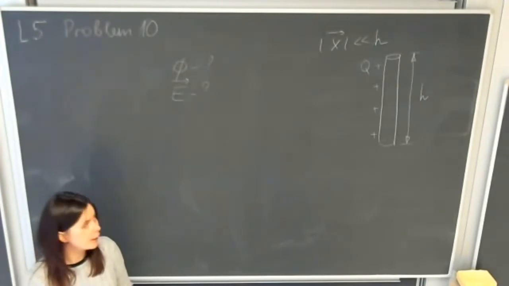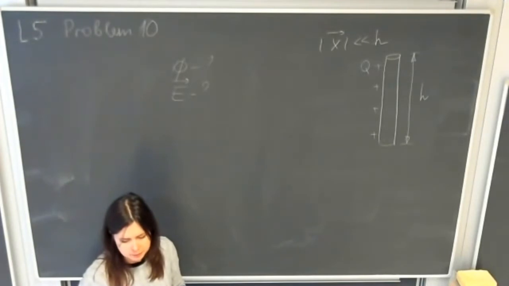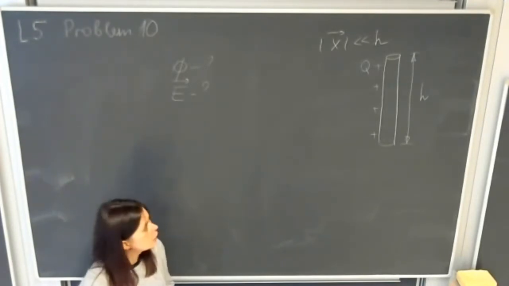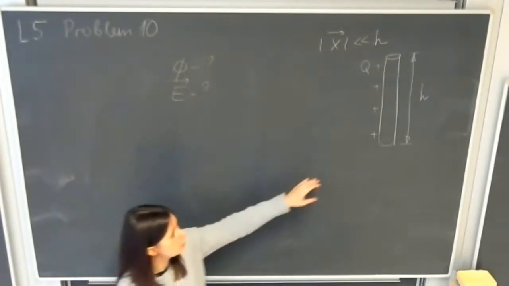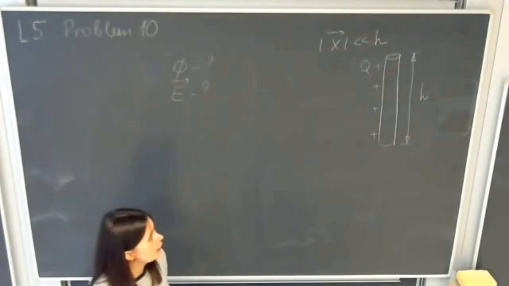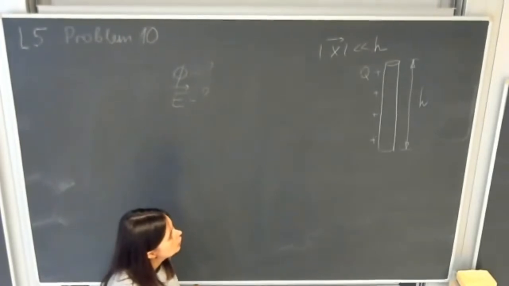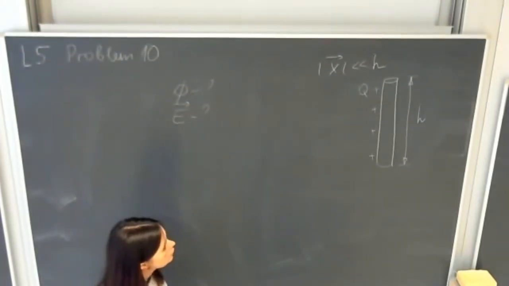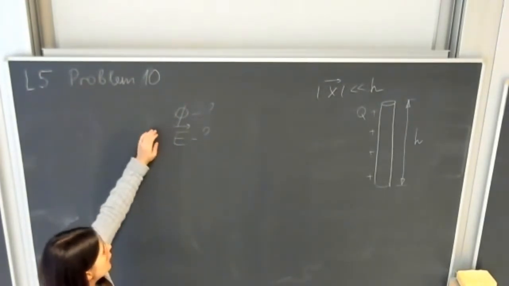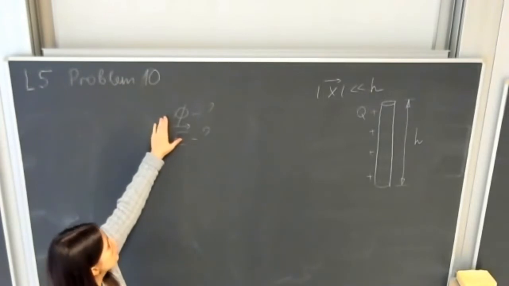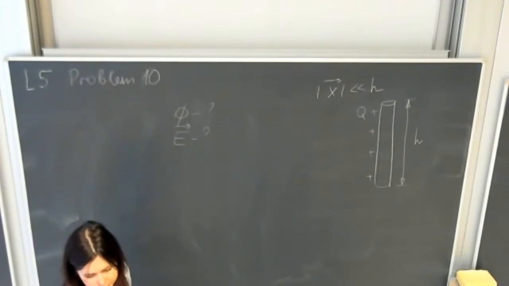So in this problem, we have a long and straight rod charged with a charge Q, positive charge, and the rod is length H. It's a thin rod, so we can neglect the thickness of the rod. And we need to find the potential, electric potential, and electric field of this rod.